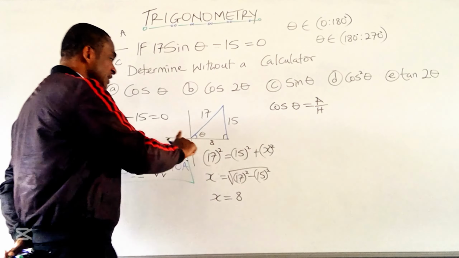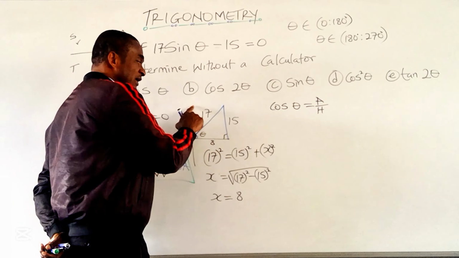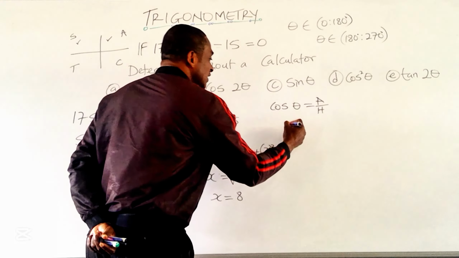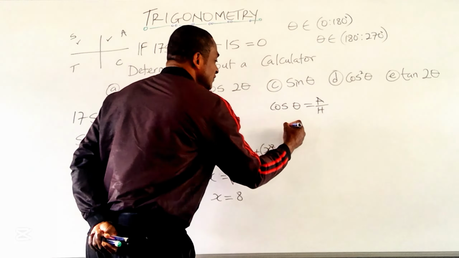So from this, our adjacent is 8 and our hypotenuse is 17. So cos of theta will be 8 over 17. We should also be extremely careful here. Let's say we were given this range of values. Cos of theta will be 8 over 17, but depending on where the sketch is.